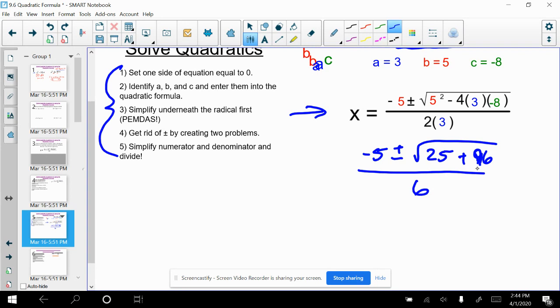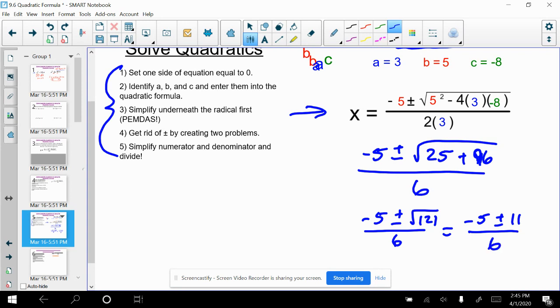We still haven't simplified everything underneath the root yet. 25 plus 96 is 121. So we have -5 plus or minus the square root of 121 over 6. We should know the square root of 121. The square root of 121 is 11. If we didn't, we could have typed that into our calculator as well. When you take the square root of 121, notice you get rid of the root sign because the square root of 121 is 11. So you have -5 plus or minus 11 over 6.